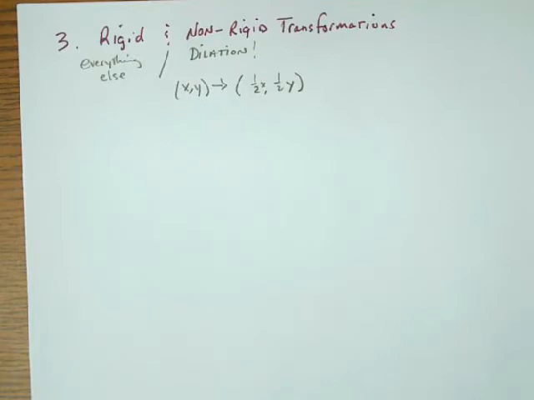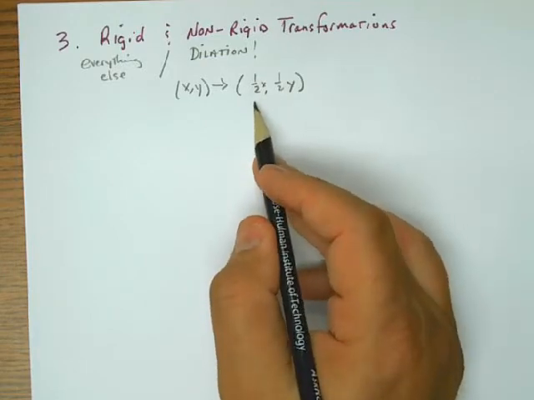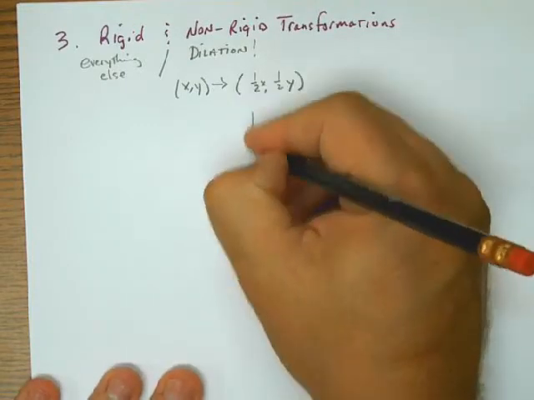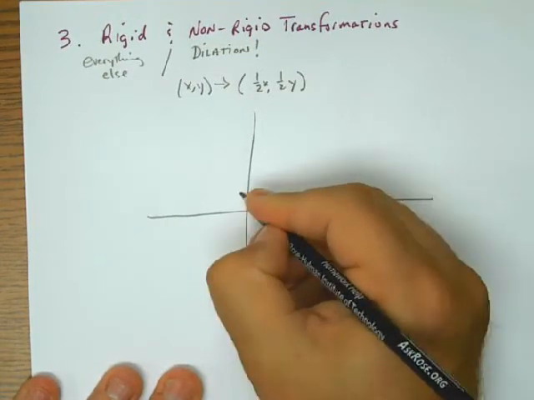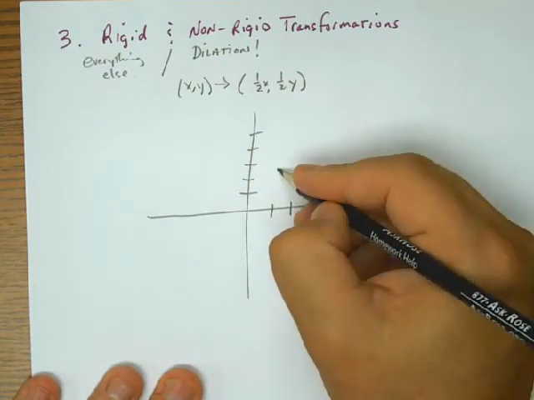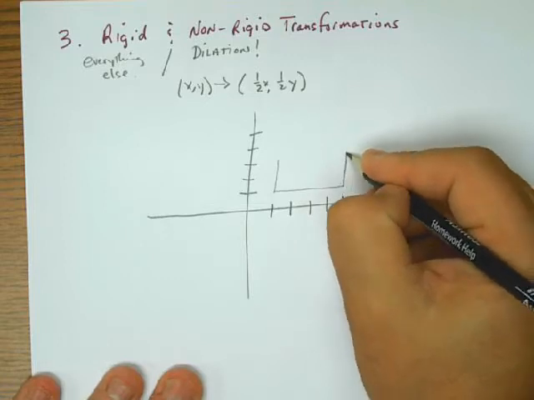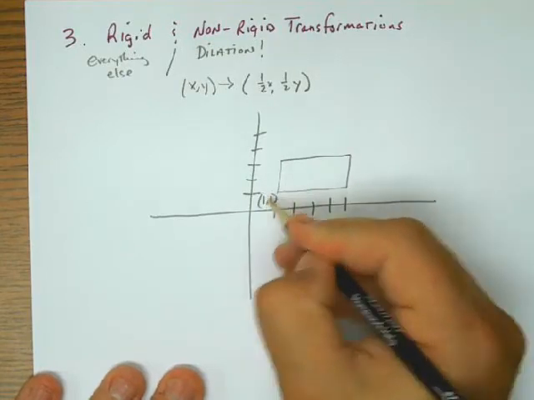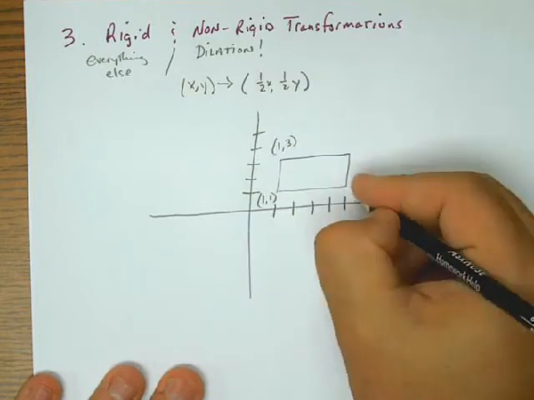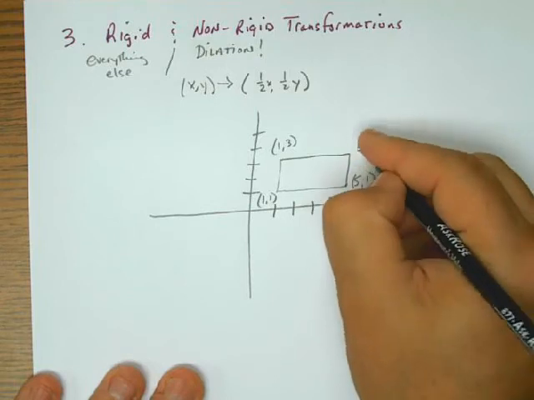Remember when I multiply by a value, if I multiply by 1/2, what happens to it? Does it shrink or get bigger? It shrinks. So let's look at a scenario there. Let's say that I have a rectangle. We'll say that's at 1, 1. That's at 1, 3. This is at 5, 1. And this is at 5, 3.